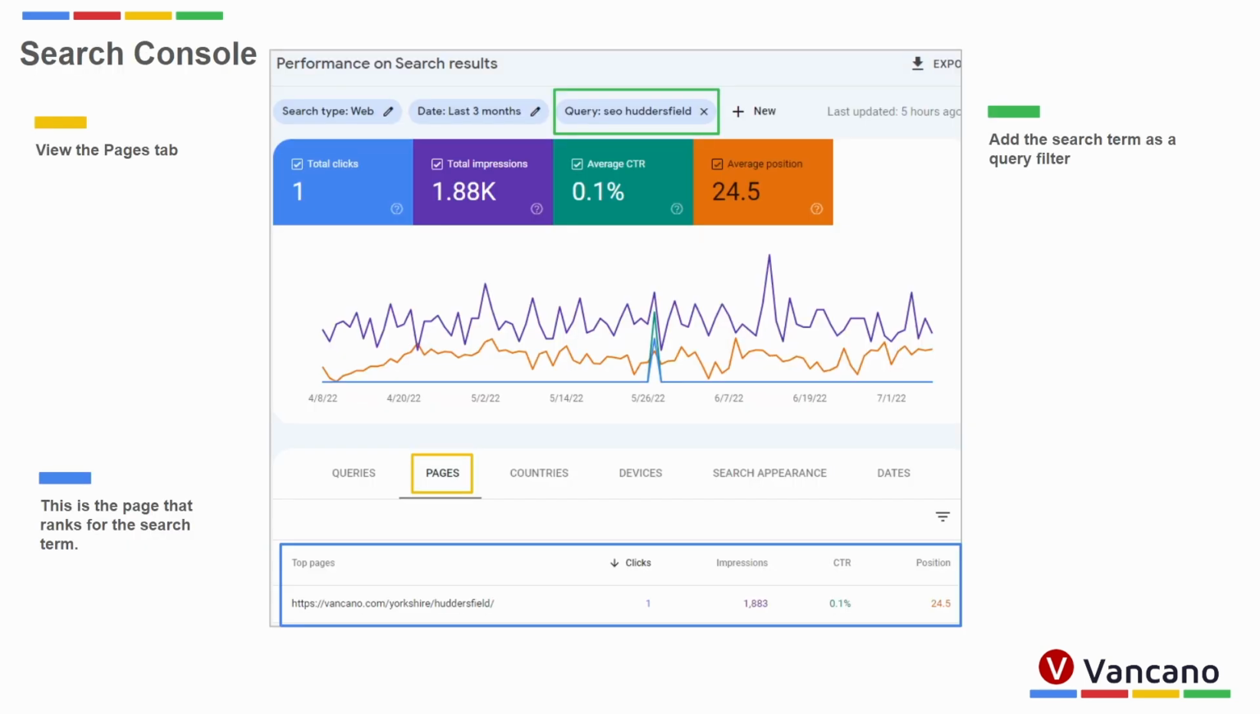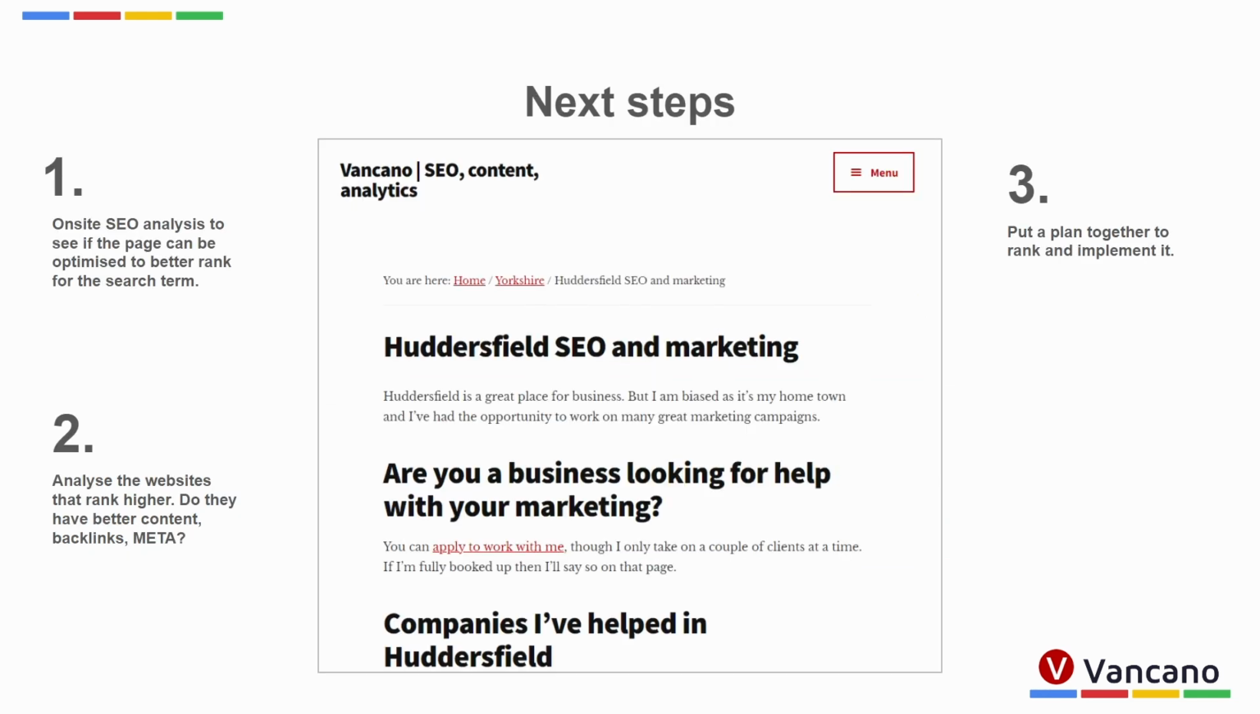Next, I take the query, the search term, and I go back into Search Console. We add it as a filter in the query filter, which is in green, and we click on pages, which is in the yellow, and that tells me which page is ranking for this search term. Once I know which page is ranking, I can go to that page and start doing an on-site audit to see what the strength of the page is and ways that we can make it rank better. I then also want to look at competitors, or rather the pages already ranking on page 1 for the search term I'm targeting, and analyse them to see what the reason is.